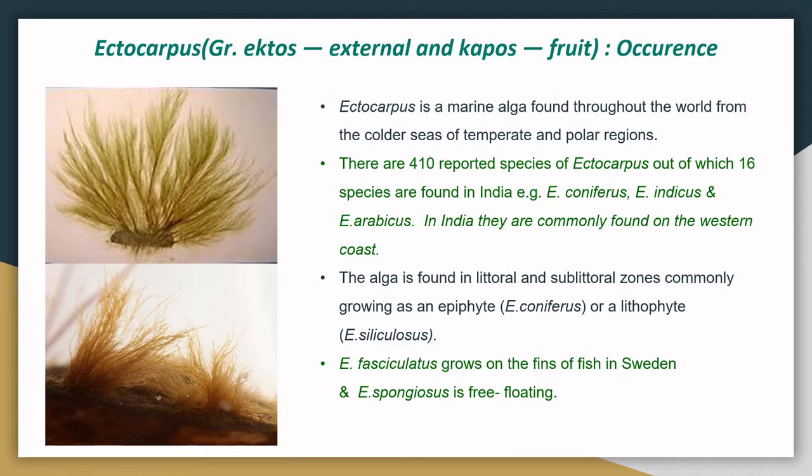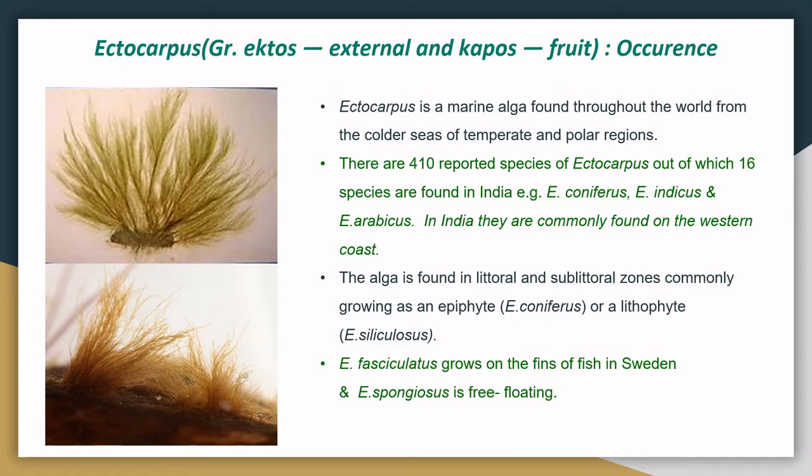However, Ectocarpus, though a marine alga, Chapman in 1954 has reported some species of Ectocarpus to be occurring in fresh water. World over, there are 410 species of Ectocarpus that have been reported in scientific literature, and out of these 410 species, 16 species have been found in India. The two major Indian species are Ectocarpus coniferus and Ectocarpus indicus.